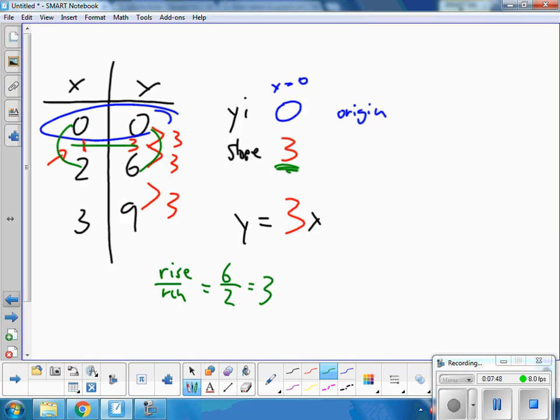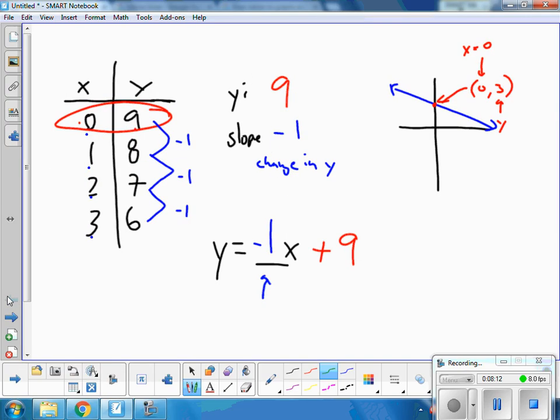I'm going to do one more. I'm going to go 6 to 9, okay? So from 6 to 9, which is my y, it changes 3. And then 2 to 3, it changes 1. 3 over 1 equals 3. So I can use my ratio of rise to run even on a table. It's the change in y over change in x.